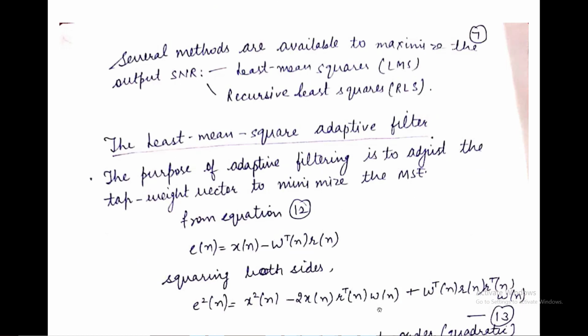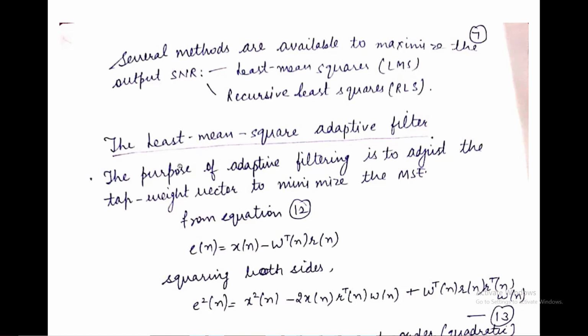Now, several methods, as I mentioned, are available to maximize the output SNR, meaning I want to increase the signal to noise ratio. The methods can be the least mean square, that is the LMS method, or recursive least squares, the RLS method. Here we will take the least mean square method as our optimality method, so we call it the least mean square adaptive filter.